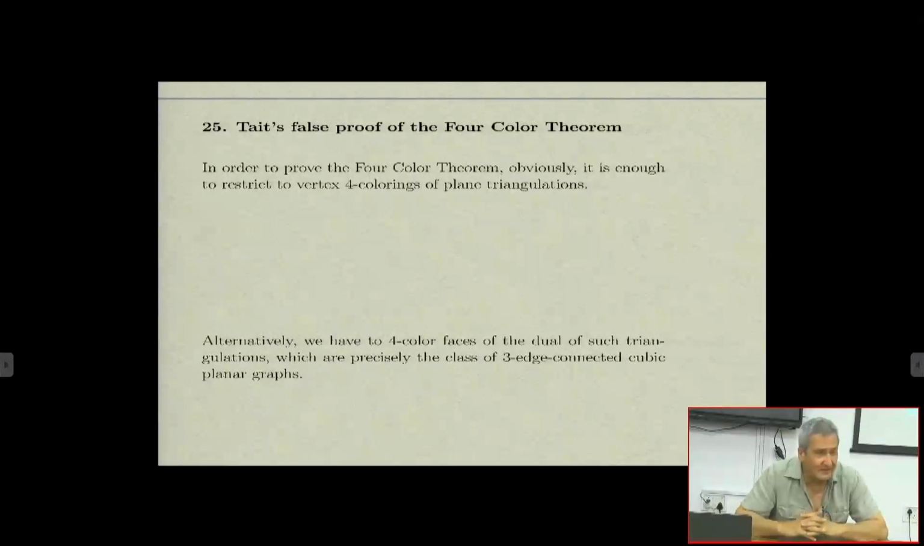So Tait, a long time ago, tried to prove the 4-color theorem, and he made a mistake. Nevertheless, he made a very beautiful theorem, so he is famous for that. It was the very beginning, over 130, 140 years ago. In that time, people were even coloring faces, and then they switched to coloring vertices.